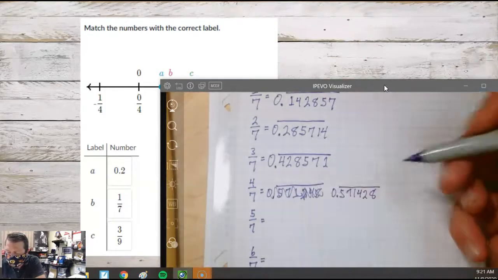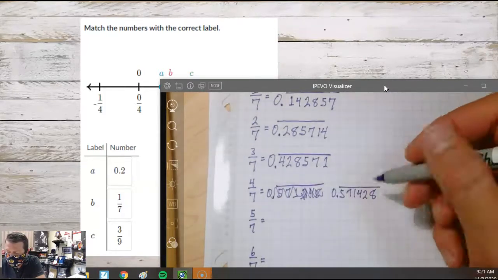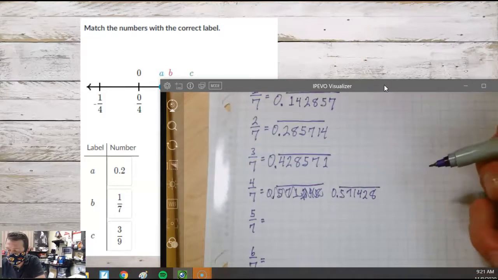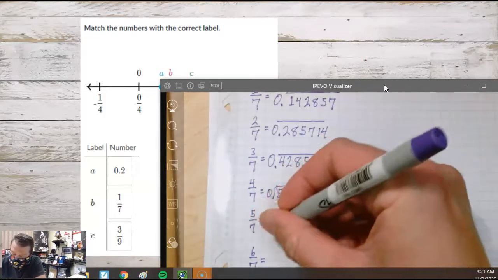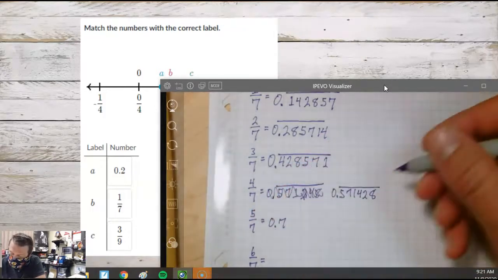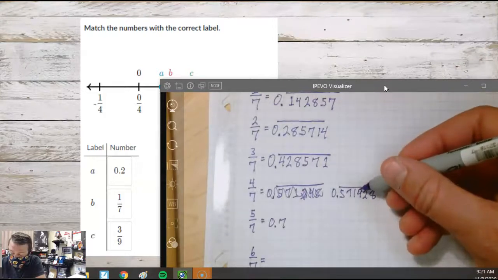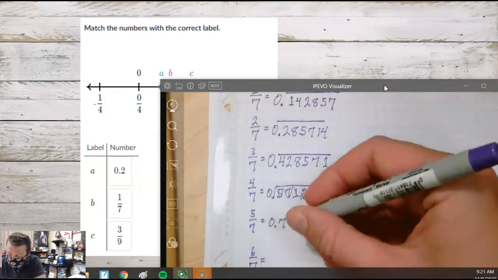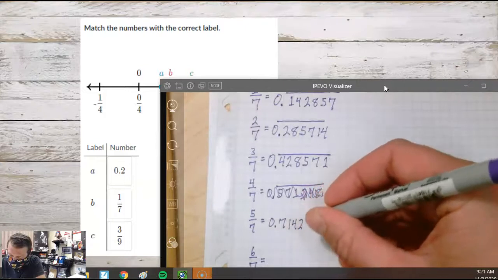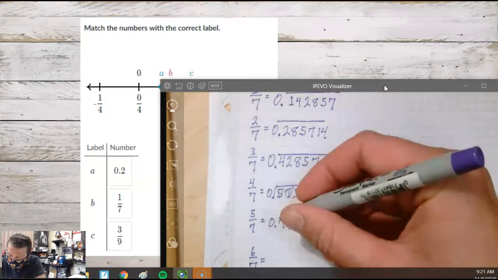I have whiteout. I just never use it. What's the next highest up number that I could use? 7. So 0.7. 8. Ooh. 1. 1428, right? 71425.